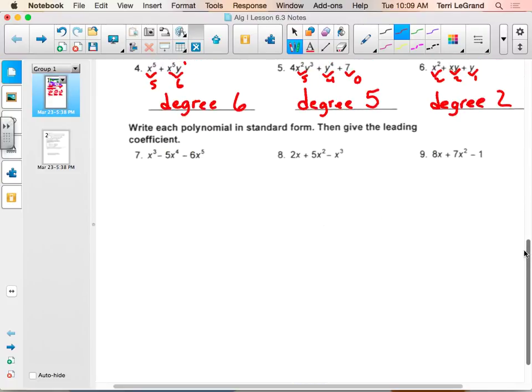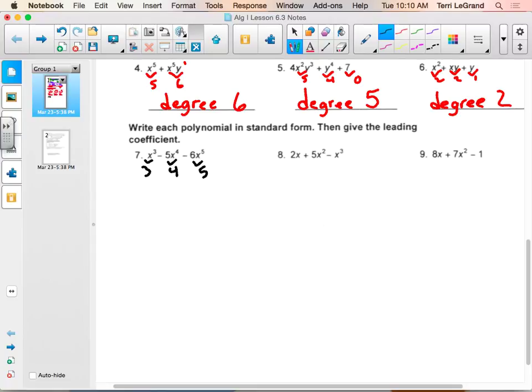Write the polynomial in standard form. Okay, well the first thing I want you to do is take each of these monomials and identify what their degrees are. So the degree of x cubed is what? 3. The degree of 5x to the 4th is 4. The degree of negative 6x to the 5th is 5.